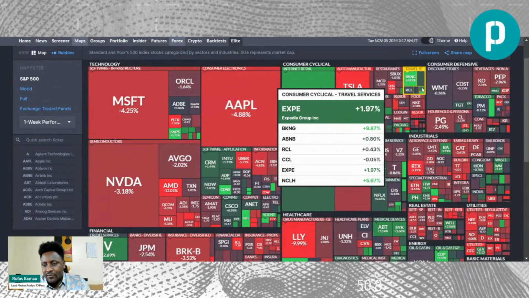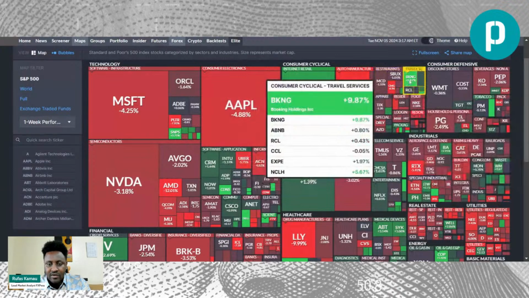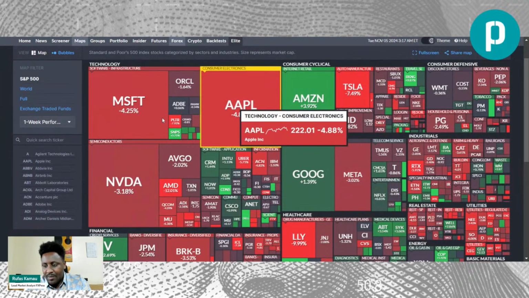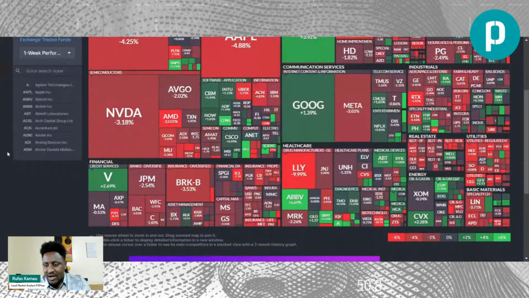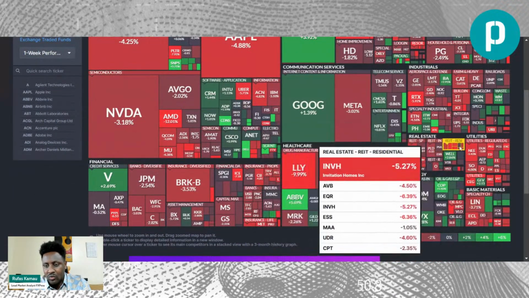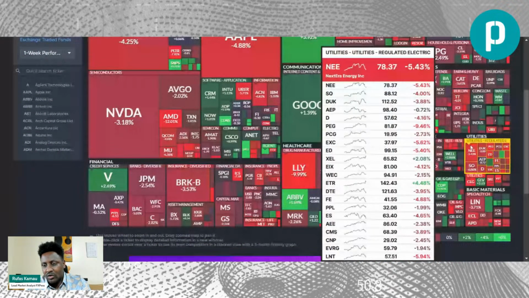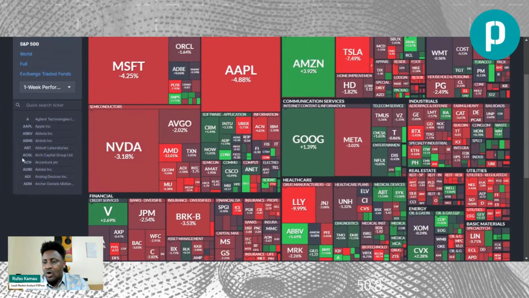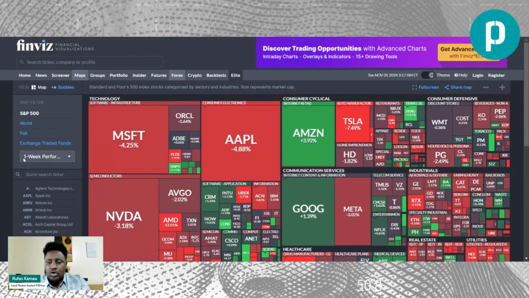Tesla is down 7.49%, but we have Booking Holdings up 9.87%. So the majority of stocks are basically in the negative. Utilities, almost all of them, have been losing for the last 5 days. So overall, we are seeing some form of market panic, or basically investors taking precaution ahead of the US election, hoping to see some calm.